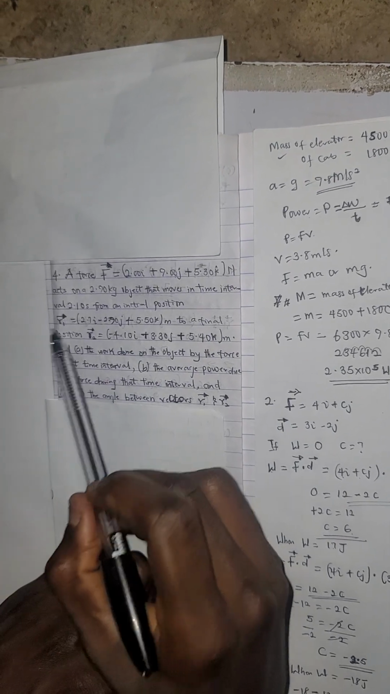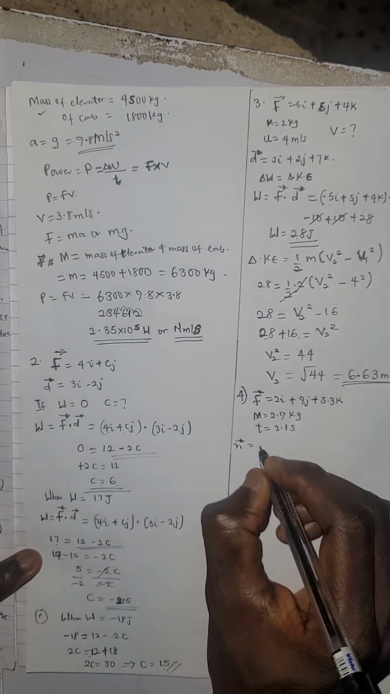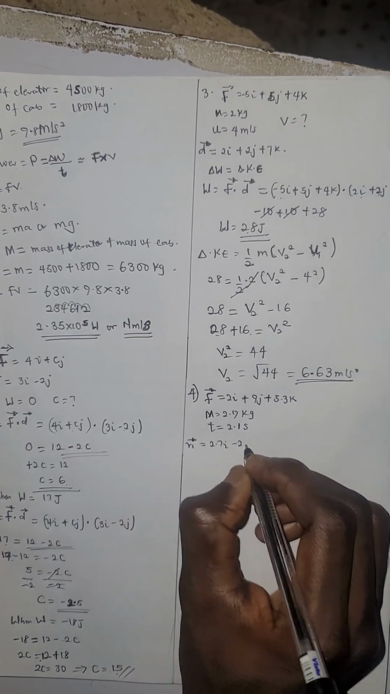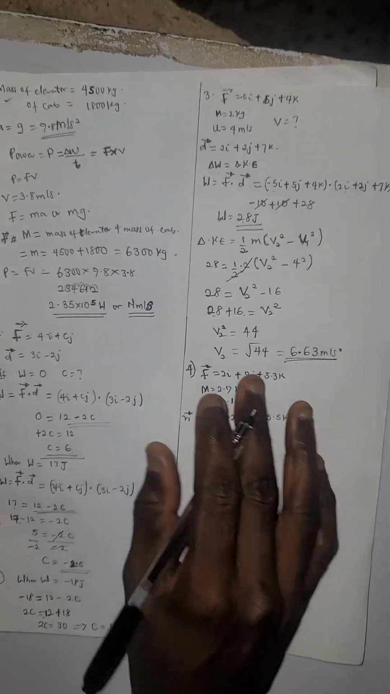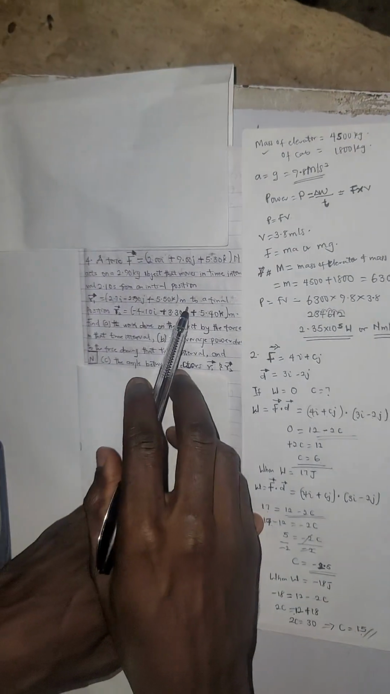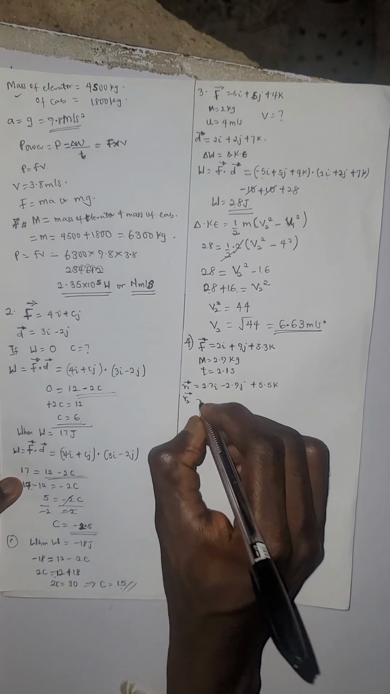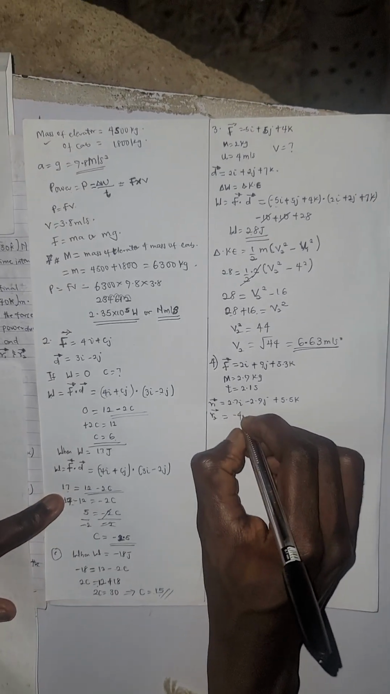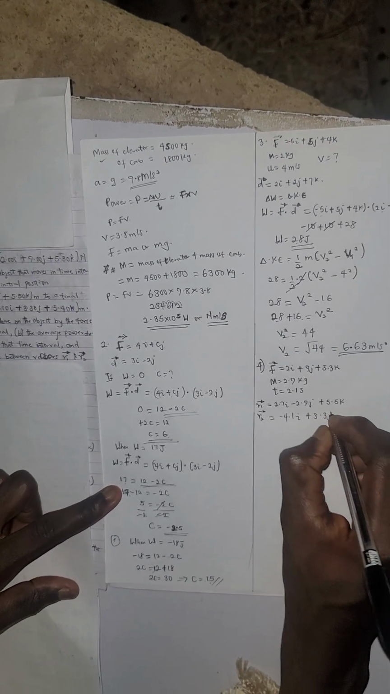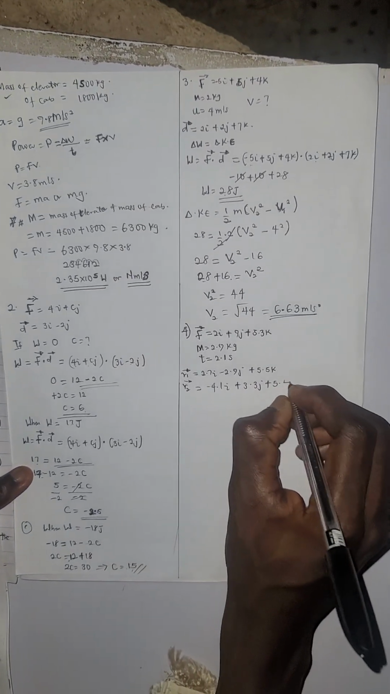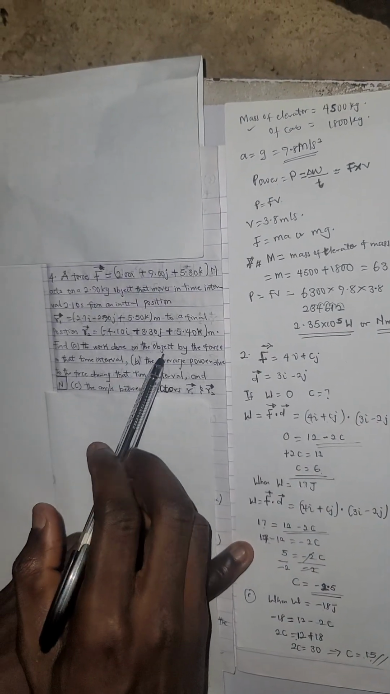Now they say that our R1 is 2.7i minus 2.9j plus 5.5k, and the object moves to a final position R2. Vector R2 will be minus 4.1i plus 3.3j plus 5.44k in meters. They say find the work done on the object by the force.